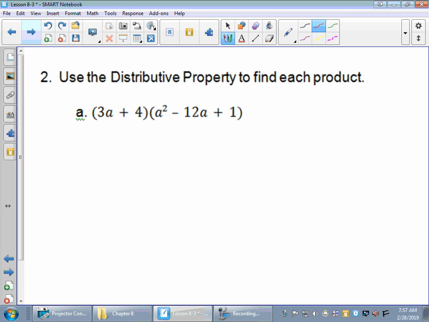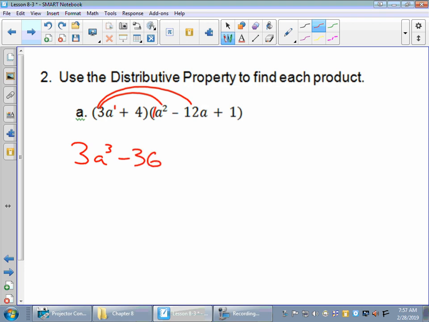We've got the 3a. We're going to multiply that by a squared, which is going to give us, be careful with this one, 3a cubed, because we've got 3 times 1, which gives us 3, and we've got an a to the first and a squared, so we would add the exponents to get a cubed, so 3a cubed. The next term, we've got 3a times negative 12a. So 3 times negative 12 is negative 36.